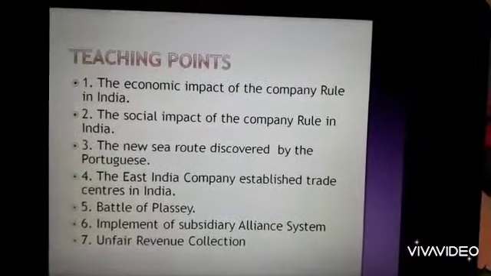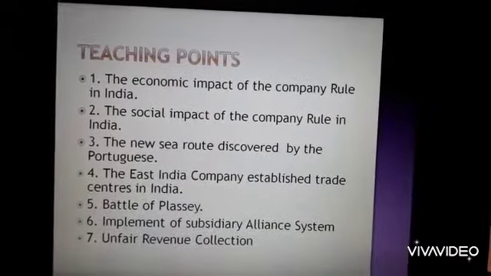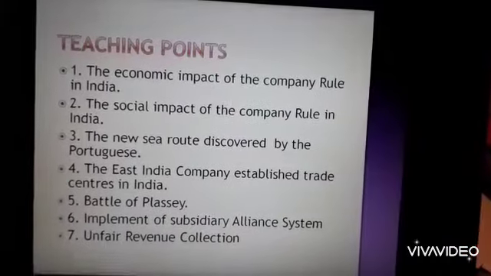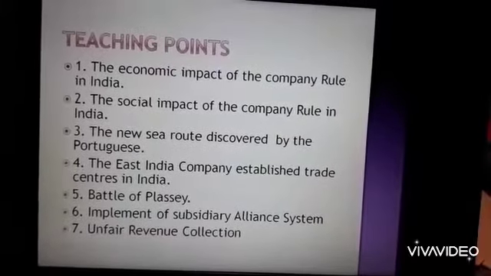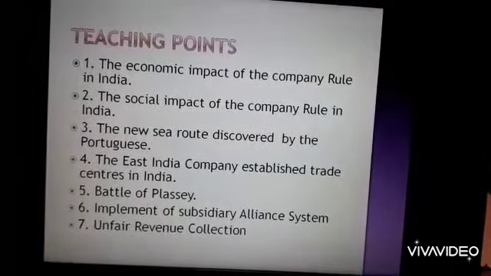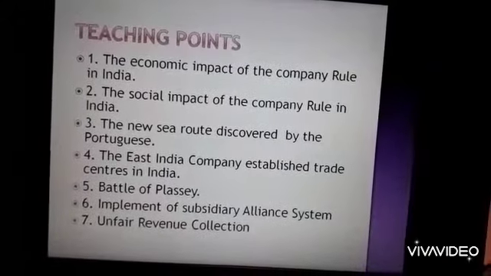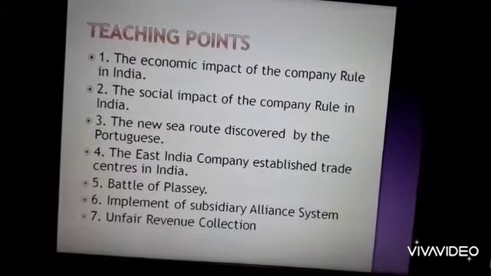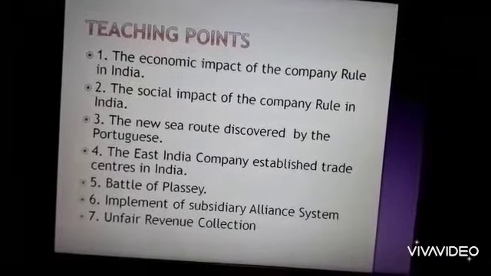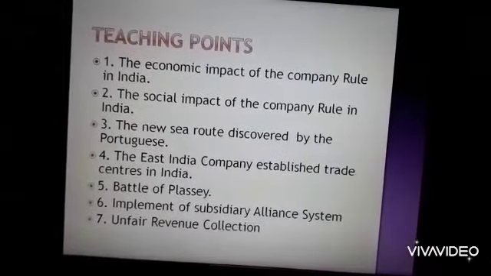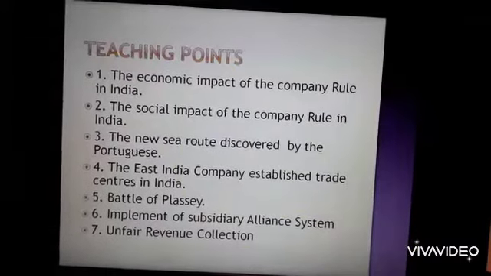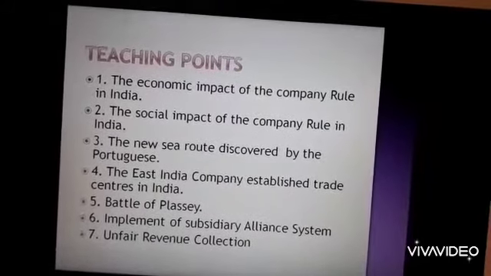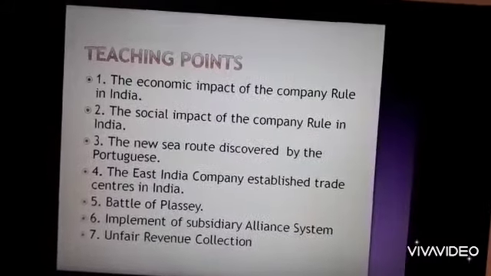Now in this lesson, what are the teaching points? Number 1, the economic impact of the company rule in India. Number 2, the social impact of the company rule in India. Number 3, the new sea route discovered by the Portuguese. Number 4, the East India Company established trade centers in India. Number 5, Battle of Plassey. Number 6, implementation of the subsidiary alliance system. And number 7 is unfair revenue collection. So these are the teaching points which are included in this lesson.